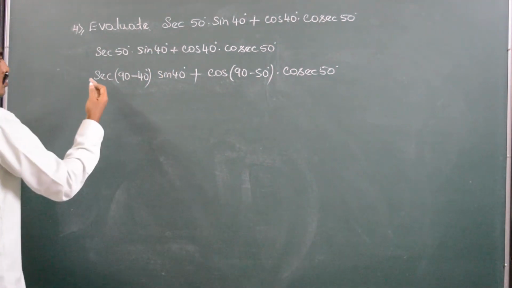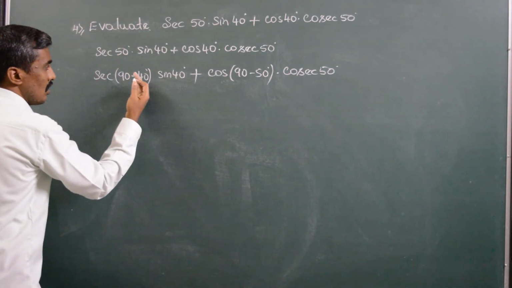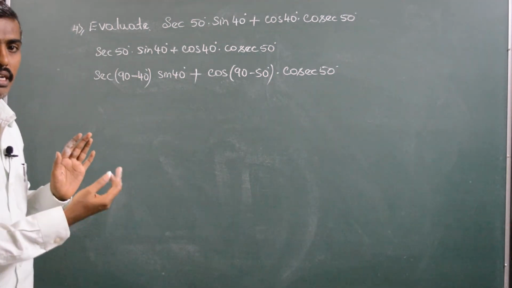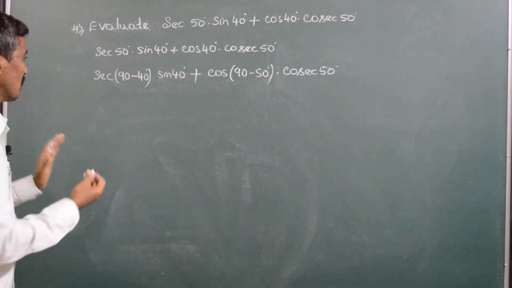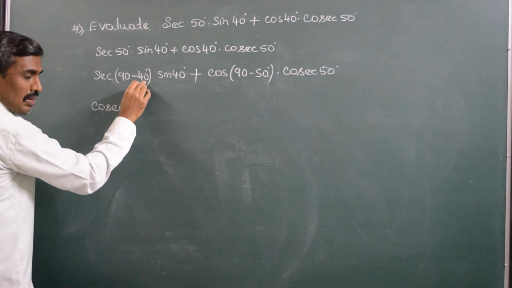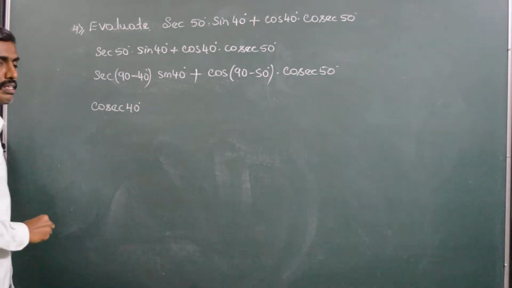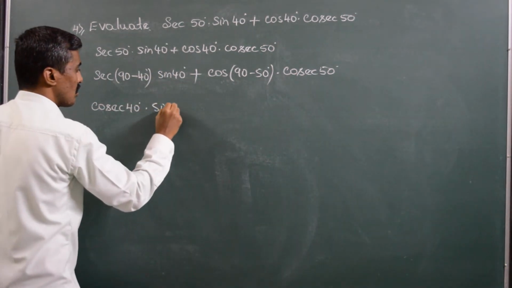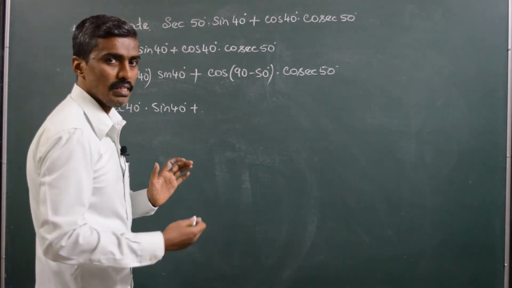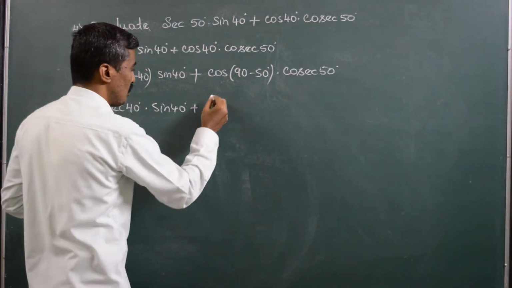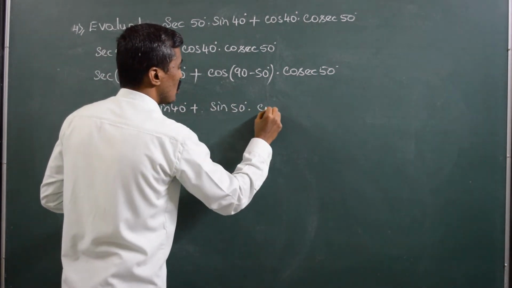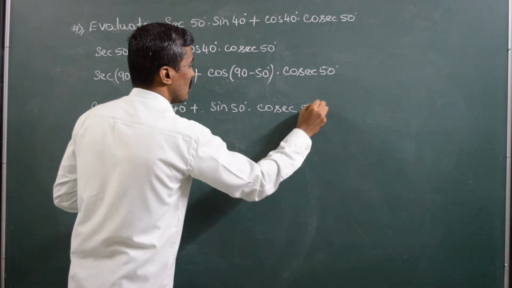But we know secant of 90 minus theta. So what is the complementary angle of secant 90 minus theta? It is cosecant theta, correct? So therefore we can write cosecant, in the place of theta we are having 40, therefore it is cosecant 40 degree into second term as it is, plus what is cos of 90 minus theta? It is sin theta. So in the place of theta we are having 50 degree, therefore cos of 90 minus 50 we can write it as sin 50 degree into cosecant 50 degree.